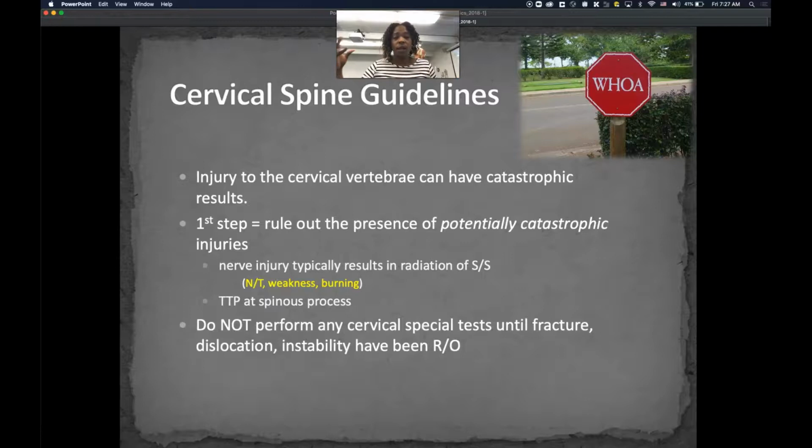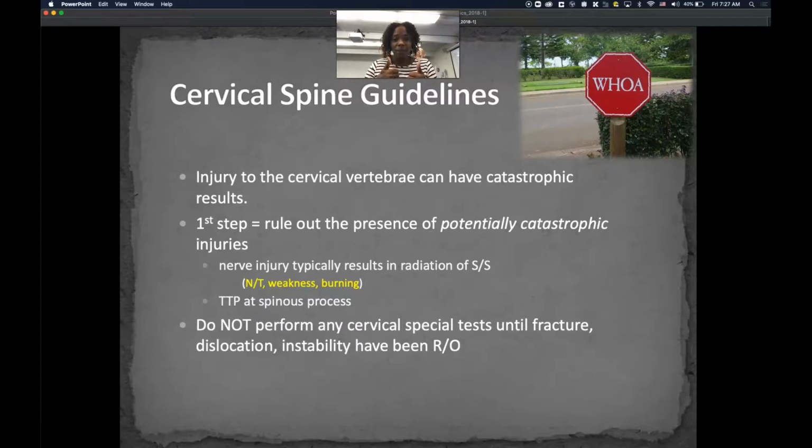So we want to do a neurovascular analysis of our patient, and then last but not least, we want to palpate all of the spinous process. If they are tender to palpation on that spinous process, then we are referring out for an x-ray just to make sure the spine and the segmental stability are intact.